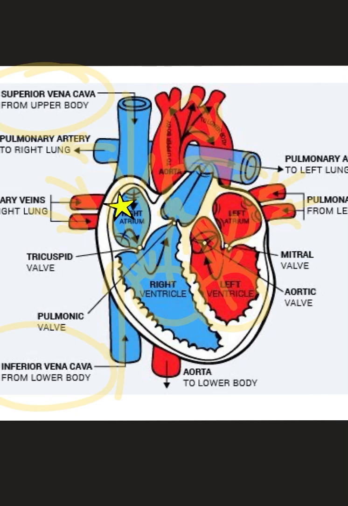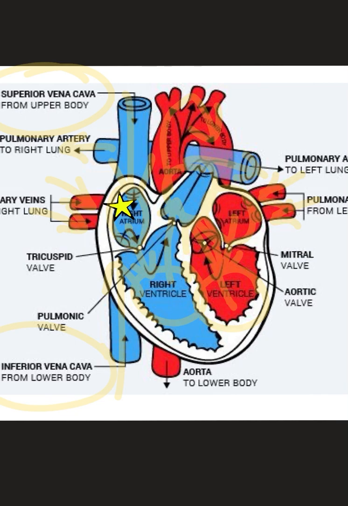Another structure that we can't see in this view of the heart, because it's actually in the posterior view or on the back of the heart, is the coronary sinus. The coronary sinus actually drains deoxygenated blood back to the right atrium as well, but it's draining deoxygenated blood that was serving the myocardium or muscle layer of the heart.